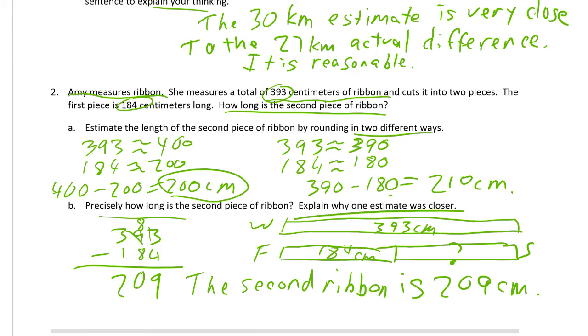And now we have to explain why one estimate was closer. Right, because there's two things we have to do here. Precisely how long, we did that, and then we have to explain why one was closer. Now, which one was closer? This one here, rounding by 10, was closer, because that was 210. They're both pretty close. The hundreds was 200, right? But this is only one away.